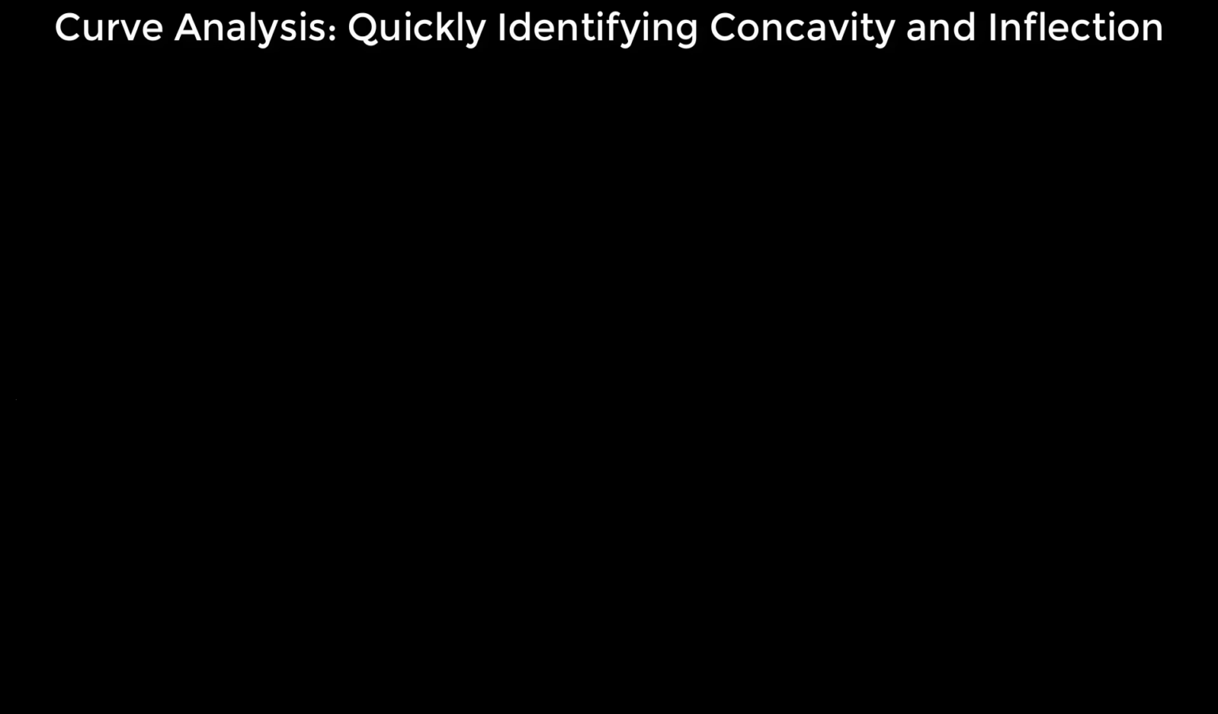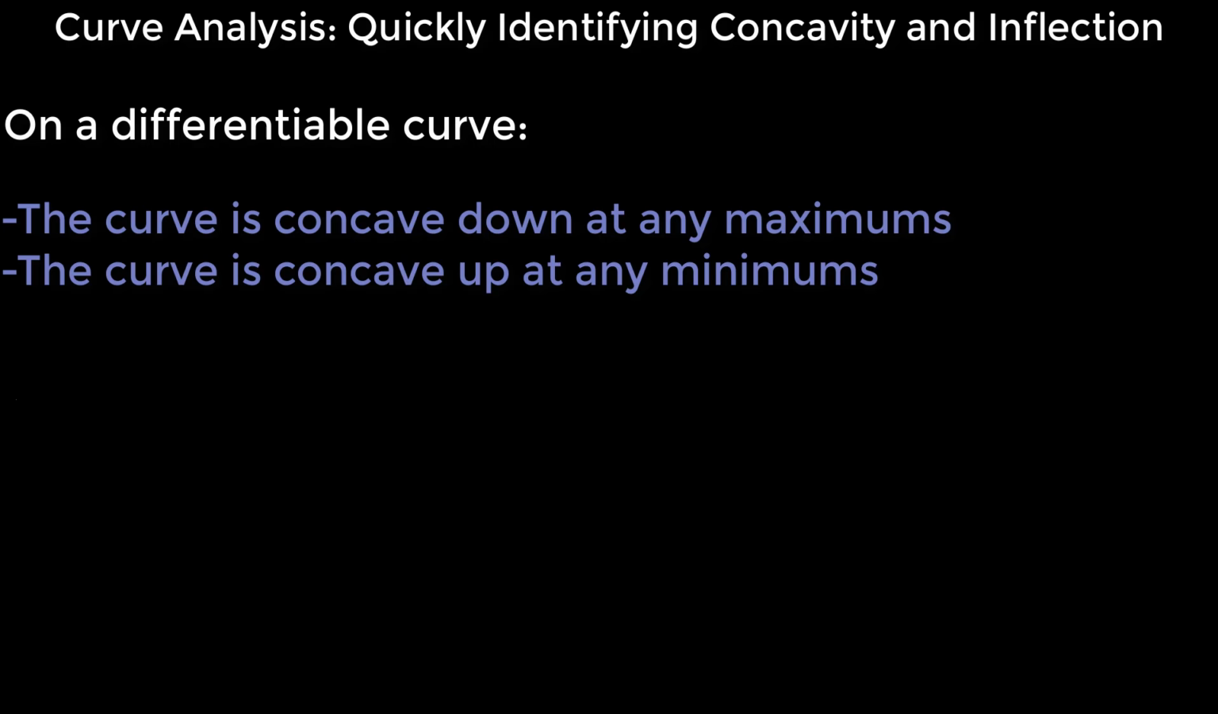And that's it. This video is all about being able to use that tangent line to better our understanding of concavity and maxes and mins. So in short, if we're looking at a curve that's differentiable along any interval, if we are looking at a maximum value, the curve is concave down along that interval. If we're looking at a minimum value, a local minimum or an absolute minimum, the curve is concave up.